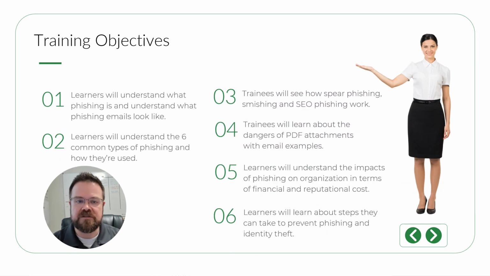Our training objectives today are to help you understand what phishing is and what phishing emails actually look like. By the end of today's session, you will understand the 6 common types of phishing, how they are used, and you will learn how spear phishing, smishing, and SEO phishing work. We are going to discuss the dangers of PDF attachments with examples, and the impacts of phishing on organizations in terms of financial and reputational cost. Ultimately, you will learn about the steps that you can take to prevent phishing and identity theft.